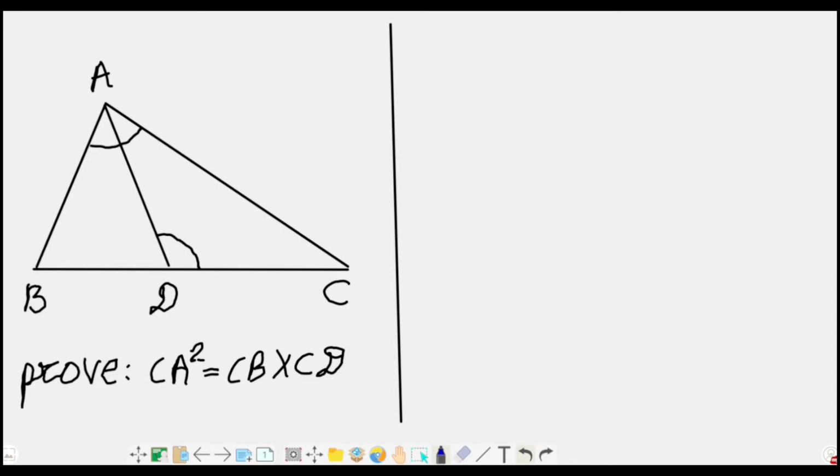Now student, let's solve one more sum. Now in this figure, triangle ABC is given and another triangle ADC. In that, it is given that this angle is congruent to this full angle, and you are asked to prove that CA square equals CB into CD. So we have to take the full triangle and this small triangle. Now just look at the figure.